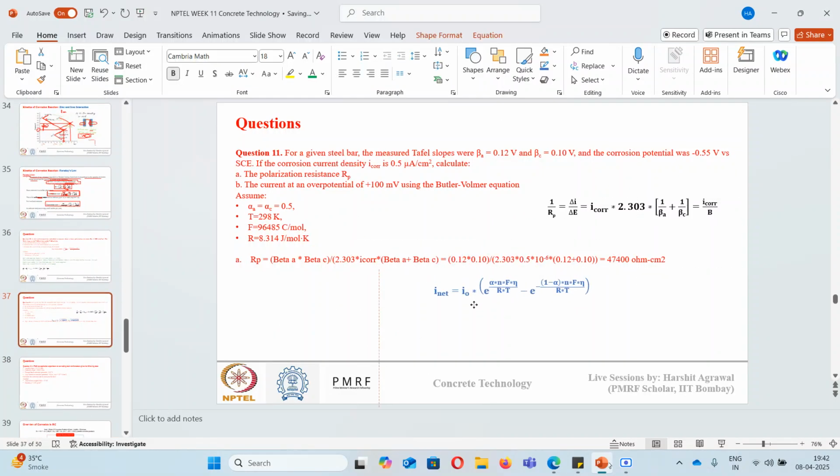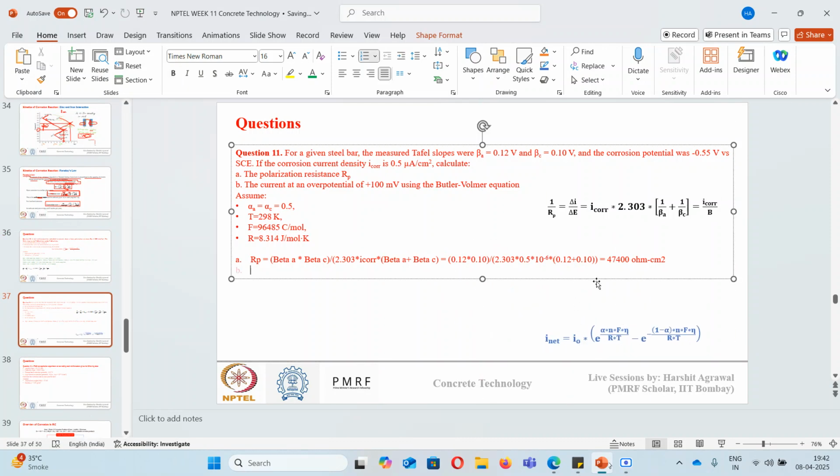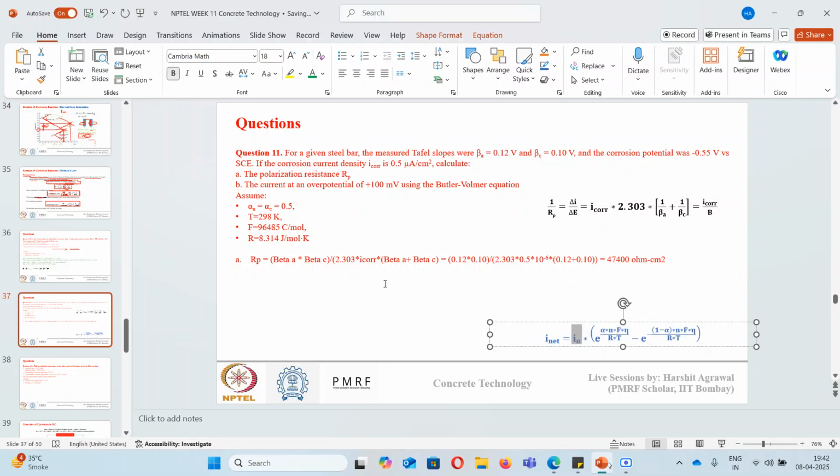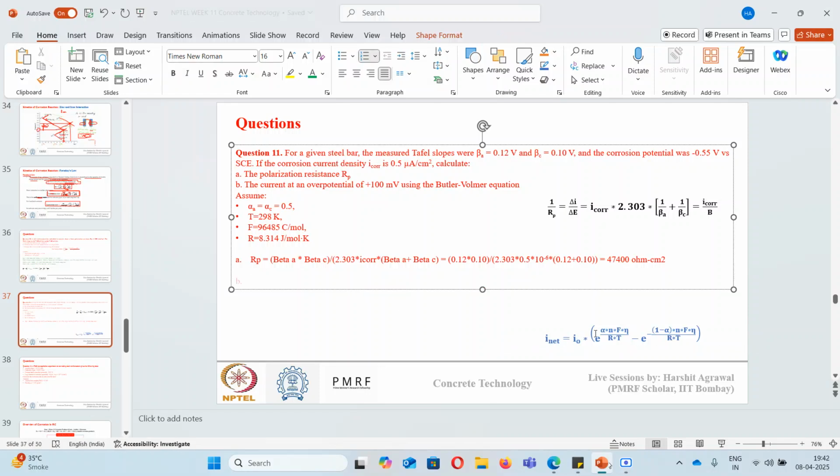Okay, so you see this is my Butler-Volmer equation. Now what I need, I know it is 0.5 microampere per centimeter square. e to the power alpha, alpha is given to us, alpha and 1 minus alpha both are equal to 0.5. T is given to us, R is given to us, F is given to us. N we can assume as 2 if we are talking about reinforcement corrosion.